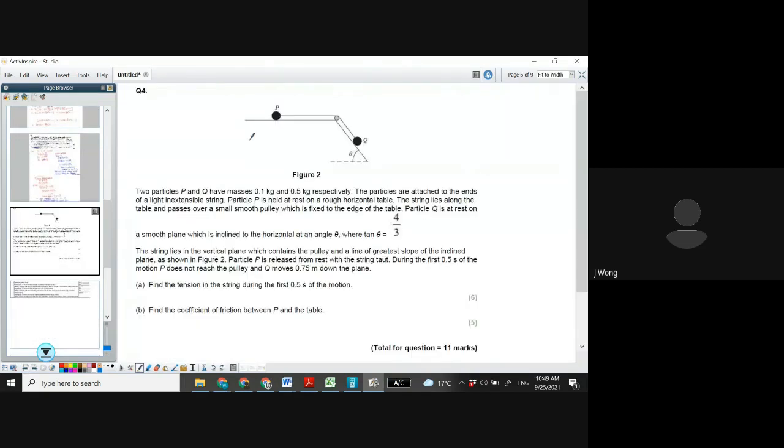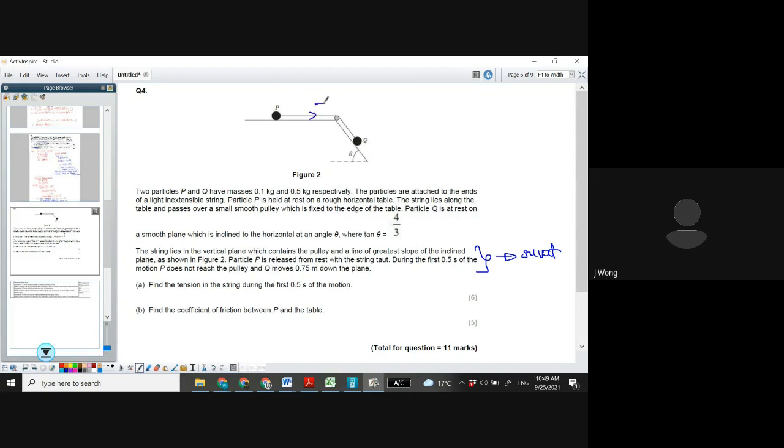Question 4, connected particles. So these two particles are going to be released from rest, and Q is going to slide down as P moves towards the pulley. Using all the information given, the angle theta, the force on the floor, they want us to find the tension and the coefficient of friction between P and the table. So with all this, I believe we should be using SUVAT and F equals ma first.